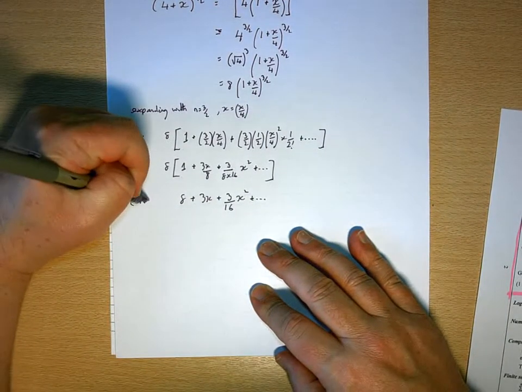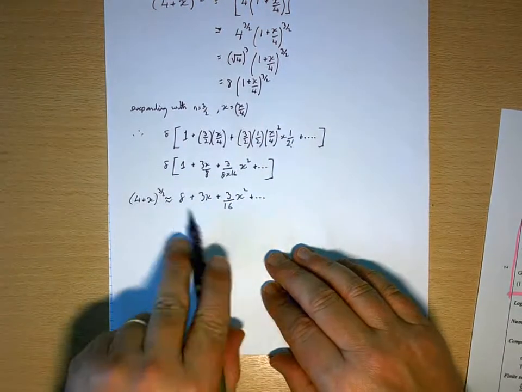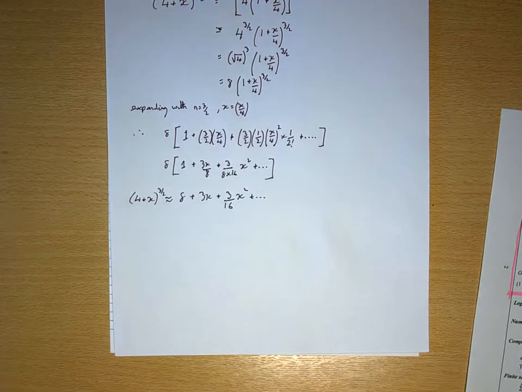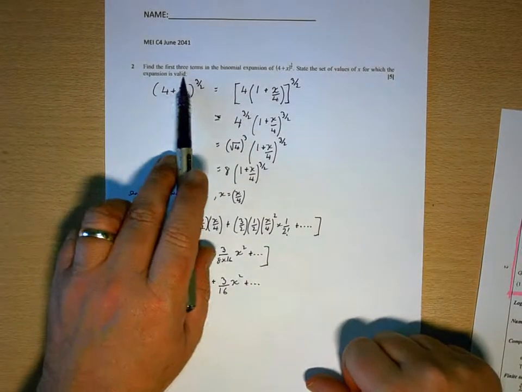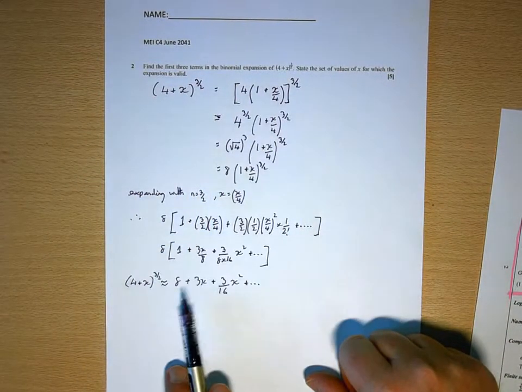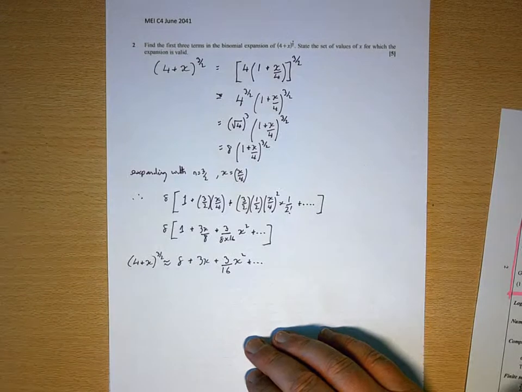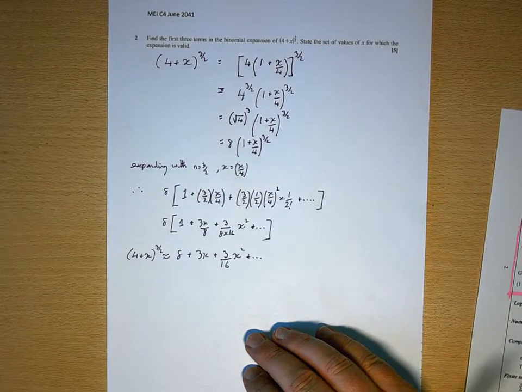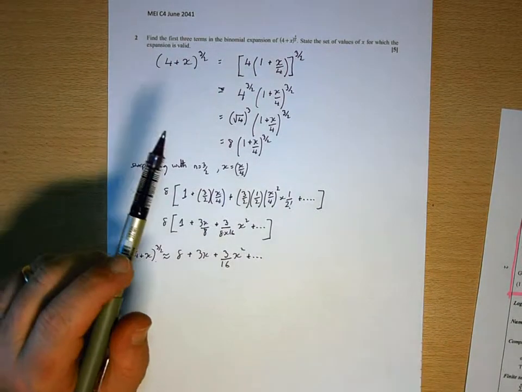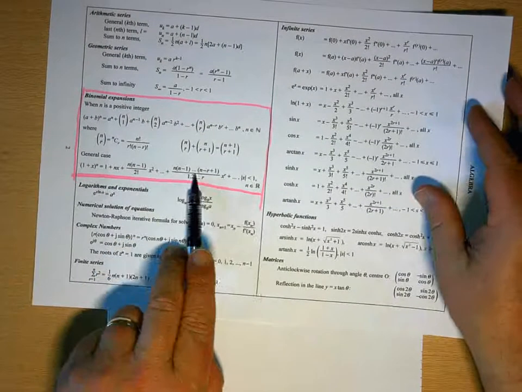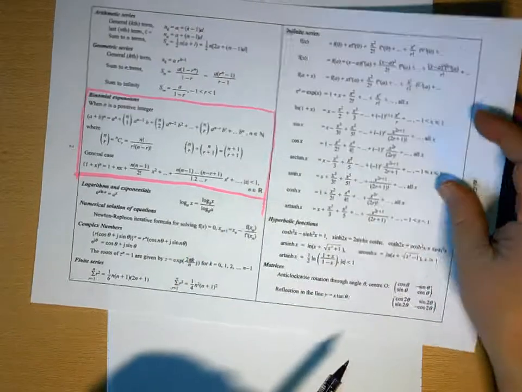So that is my final expansion of that, and it's approximate because I'm not continuing the expansion. So go back to the question, find the first 3 terms in the binomial expansion of that. 1, 2, 3, done. State the set of values of x for which the expansion is valid. Again, this should just be something that you can draw from your book knowledge. There's no reasoning or anything involved here. The expansion, going back to your formula book, of this is valid for values of x which are less than 1, mod x less than 1.